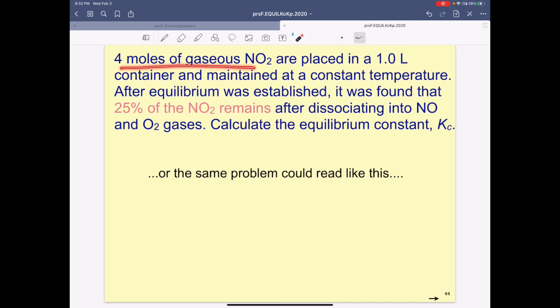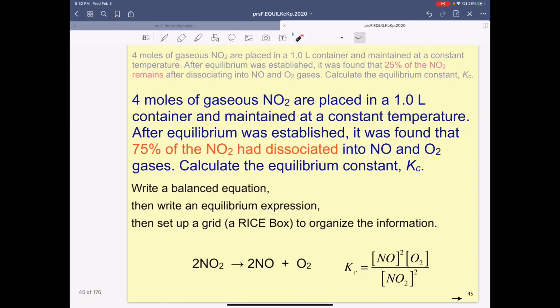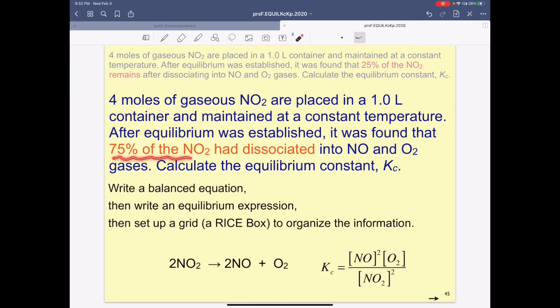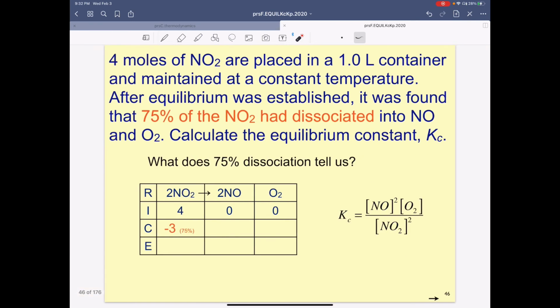We have 4 moles of NO2 in a 1 liter container. That's the same as 4 molarity. And 25% of NO2 remains, and the rest is dissociating into NO and O2. The problem could read like this: what if 75% of the chemical dissociates? That's the same as 25% remaining. We just want to be careful with the language. Write a balanced equation. There is information in the problem to help us with that. Write an equilibrium expression. And now let's set up a RICE box to organize the information.